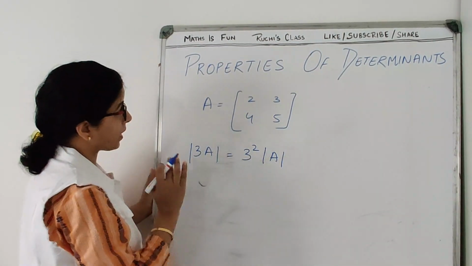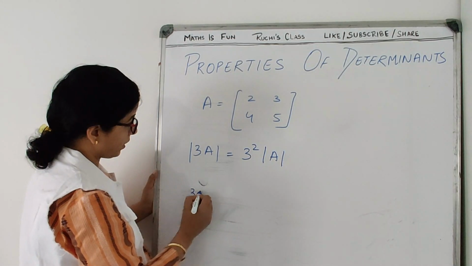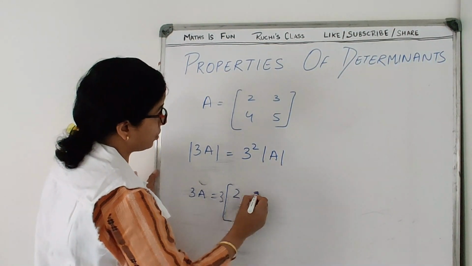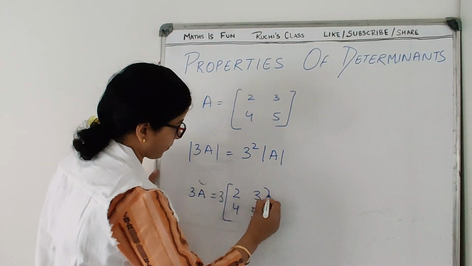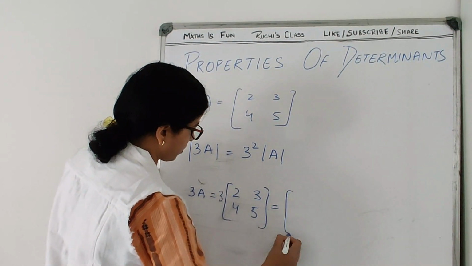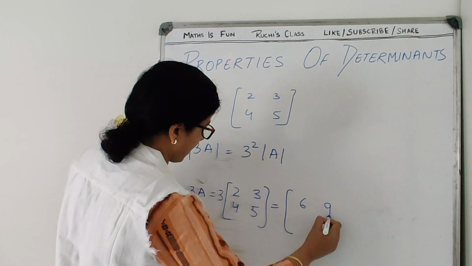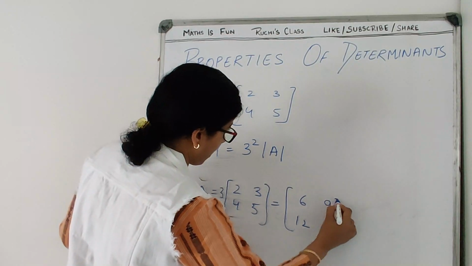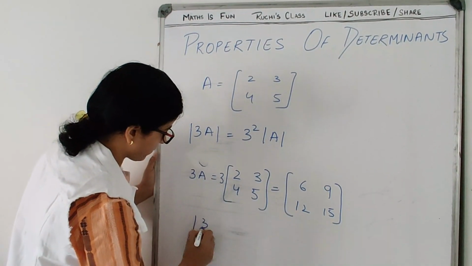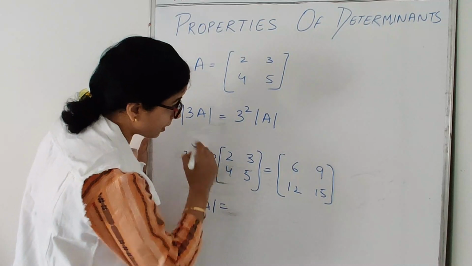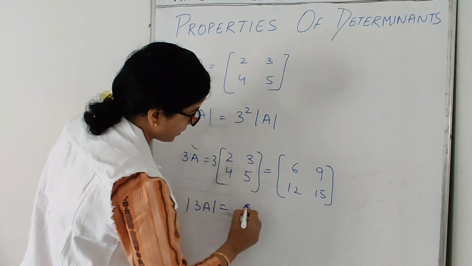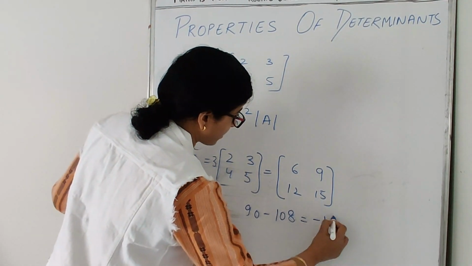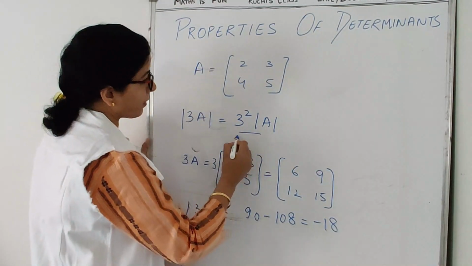So now we'll prove this part. First of all, I'll find 3A. So it means 3 times the matrix 2, 3, 4, 5. So it will be equal to 6, 9, 12, 15. Now I have to find the determinant of this. So what will be the determinant of this? 15 times 6 is 90, minus 108. So which is equal to minus 18.